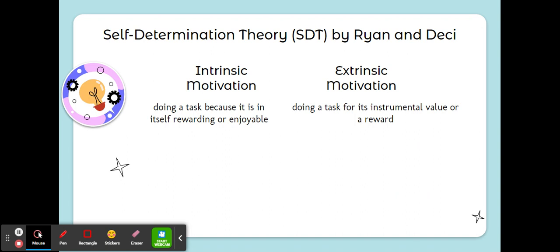The theory distinguishes between intrinsic motivation, which involves doing a task because it is in itself rewarding or enjoyable, and extrinsic motivation, which involves doing a task for its instrumental value or a reward.